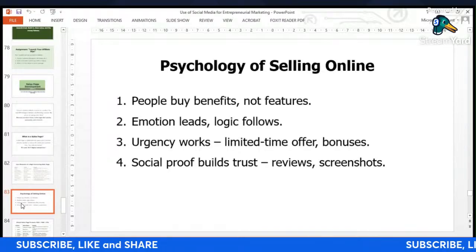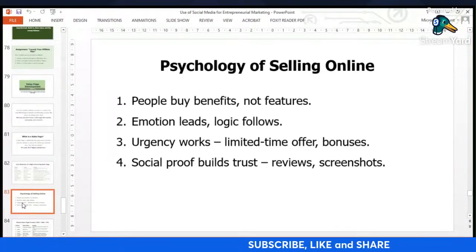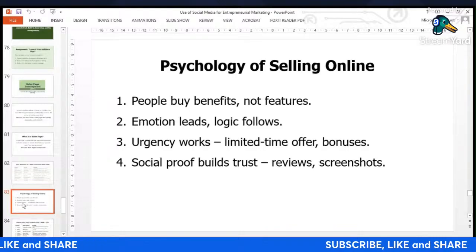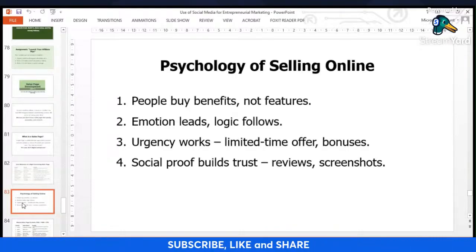Number two, emotion leads, then logic follows. You do not try to be logical when you sell. You try to tap into the emotions of the people that you're speaking with, because when you can get them emotionally, you will get them to actually exchange money for your value.